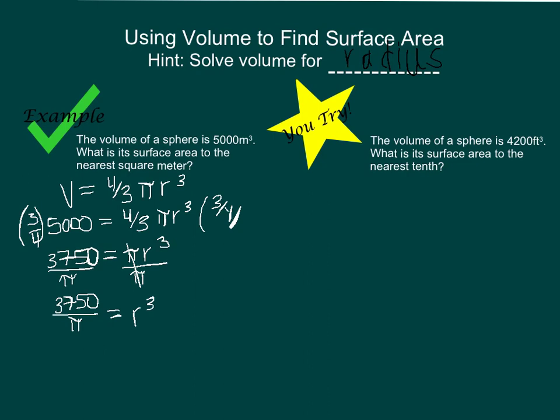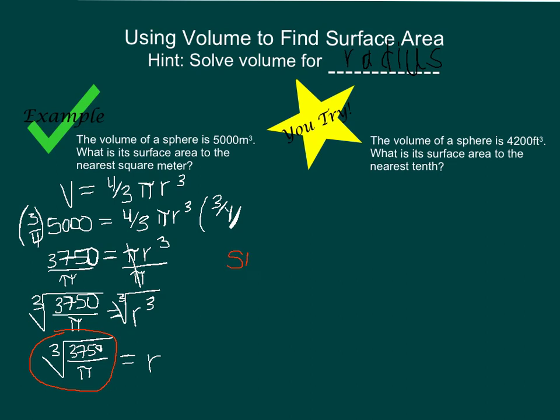And to get rid of the cube, we're going to have to take the cubed root. Just like to get rid of a square, you take the square root. So we'll take the cubed root of both sides. So my radius is equal to the cubed root of 3750 divided by pi. So I'm going to take this and plug this in for radius for surface area.